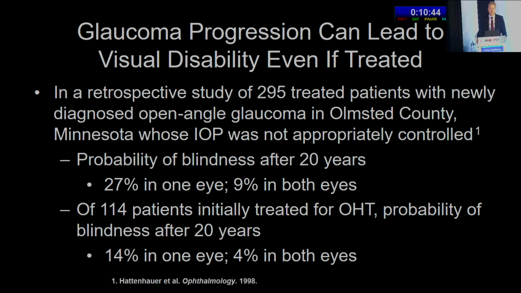In the Olmsted study, which is based at Mayo in Minnesota, the probability of blindness in 20 years was 27% in one eye and 9% in both eyes. And of those initially treated for just ocular hypertension, it was 14% in one eye and 4% in both eyes. So even patients that don't have any optic nerve damage, but just elevated pressure, can go blind.